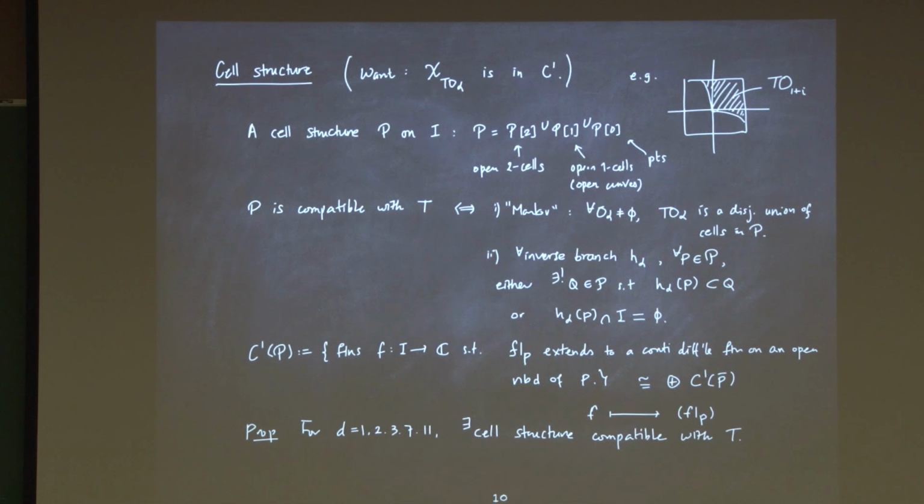It's not exactly a theorem of Nakada and other people, but it follows with some work that for D equal to 1, 2, 3, 7, 11, there is some cell structure compatible with the Gauss map, using the property that Nakada and his collaborators call the finite range property.